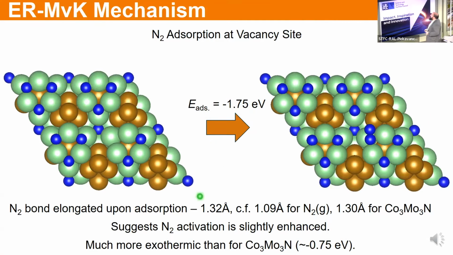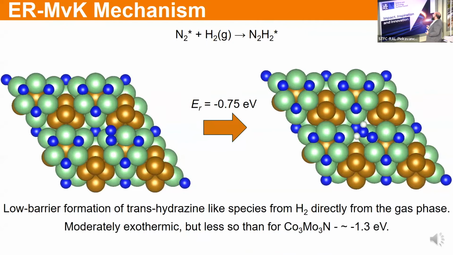And moreover, we see there's a considerable extent of nitrogen activation with elongation of the N2 bond to 1.32 angstroms compared to 1.09. Although this is comparable with the cobalt molybdenum nitride. And so we can correlate this with the higher endothermicity of the formation of nitrogen vacancy in the first place. That implies that the vacancy site is inherently more active to nitrogen adsorption, as indeed what we see with this highly exothermic adsorption energy.